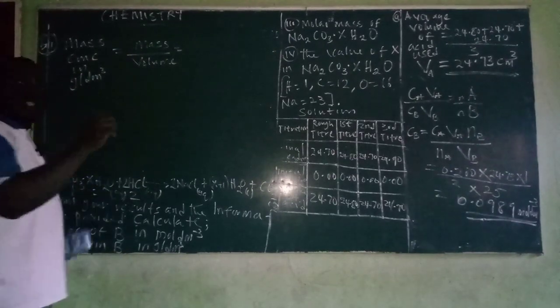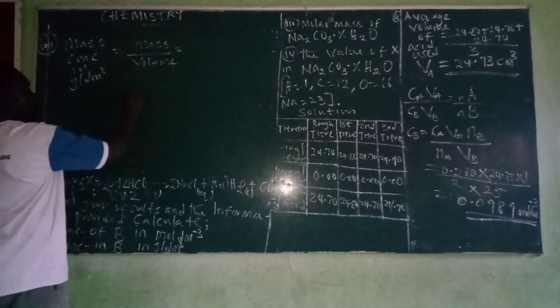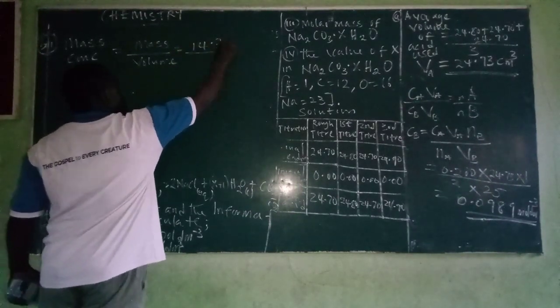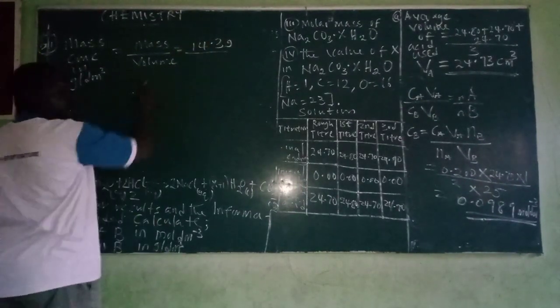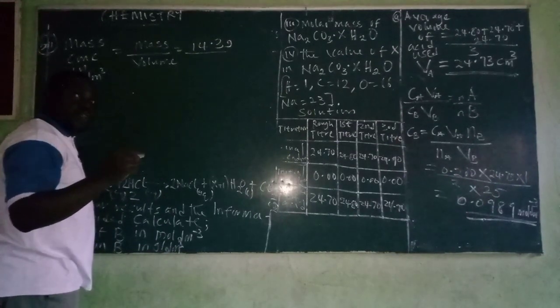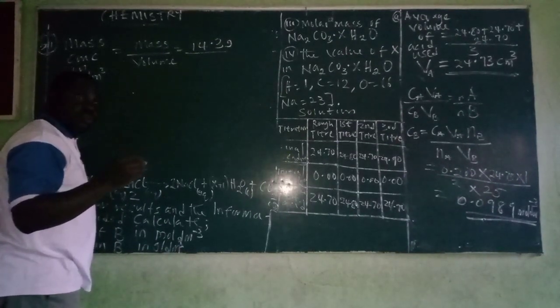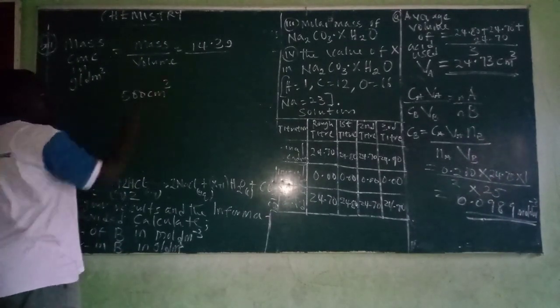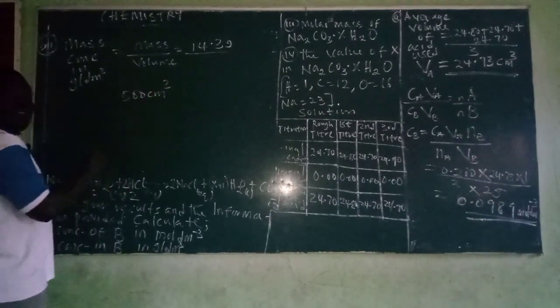Hold on. 14 point what? So the mass we are given is 14 point what? 3 gram. Thank you. Gram. And then the volume. Check. Something like 500 cm3 was given. Okay, 500 cm3. The 500 cm3, we don't use it. We solve in dm.